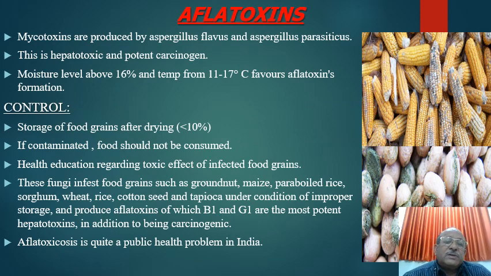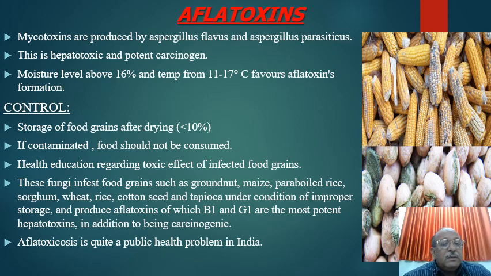Next is aflatoxins, a fungus. Mycotoxins are produced by Aspergillus flavus and Aspergillus parasiticus. This is a hepatotoxic and potent carcinogen. Moisture level above 16% and temperature between 11 to 17 degrees centigrade favors aflatoxin formation.